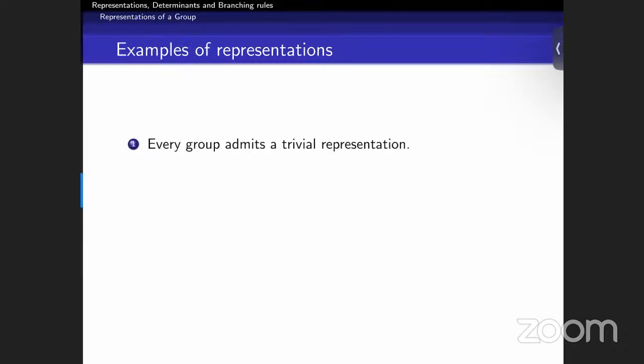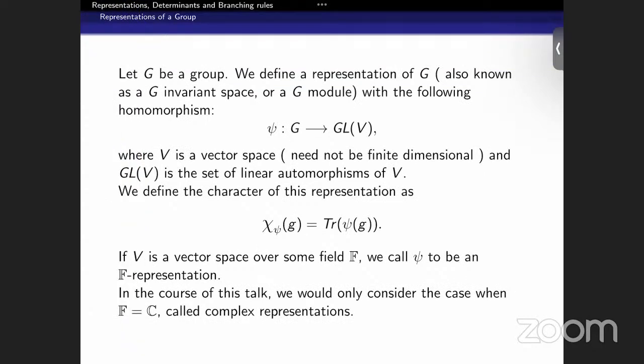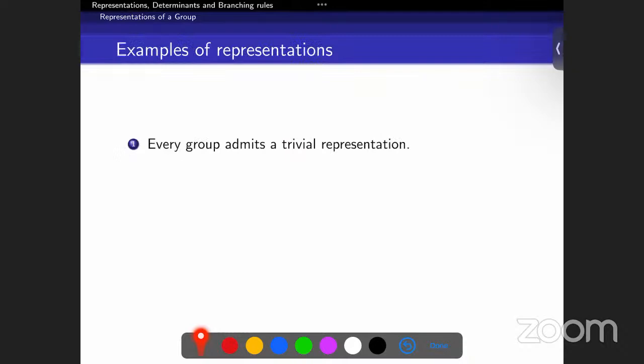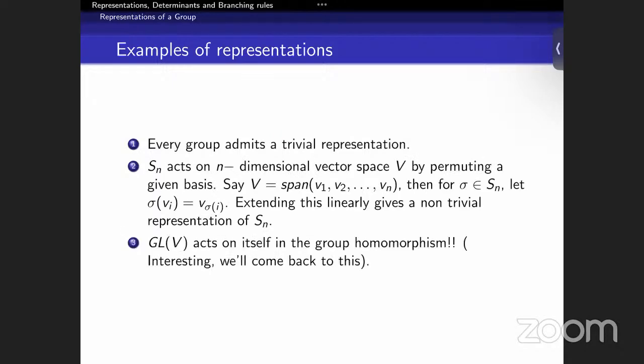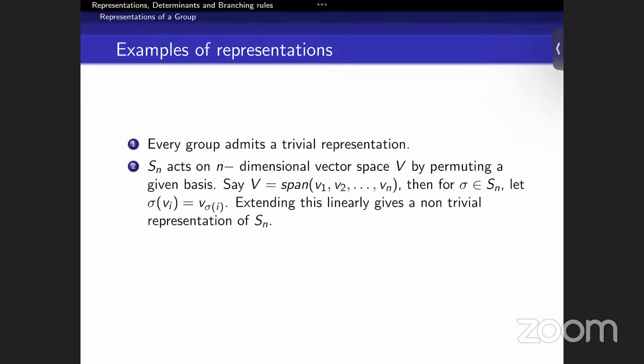So in this case, I can have any sort of a phi working in. Phi could be a trivial morphism, taking every element to the identity, which gives us the trivial representation. So every group admits a trivial representation. One of the non-trivial representations would be S_n acting on an n-dimensional vector space by permuting the basis. Then we just extend this linearly to the whole vector space. This is a non-trivial action, and we will see some of this in the coming few slides.